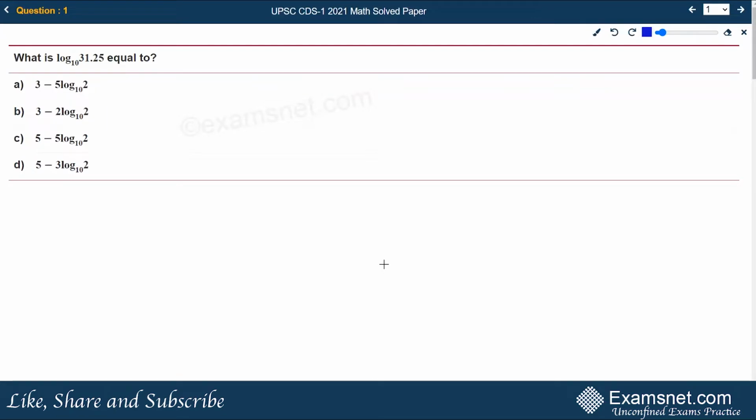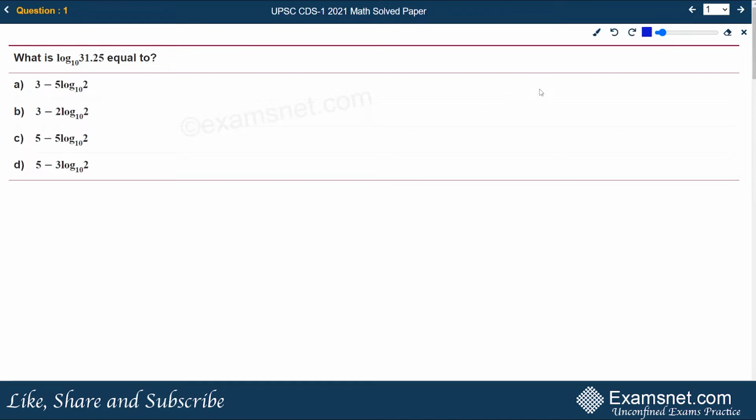So here we are going to start solving the UPSC CDS 1 2021 math paper. This is the first question. It states: what is the value of log 31.25 to the base 10?